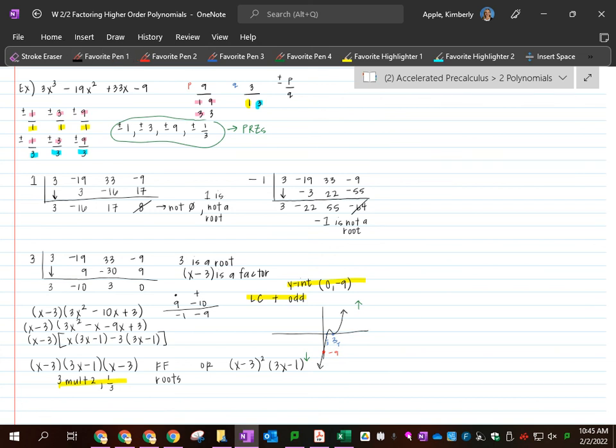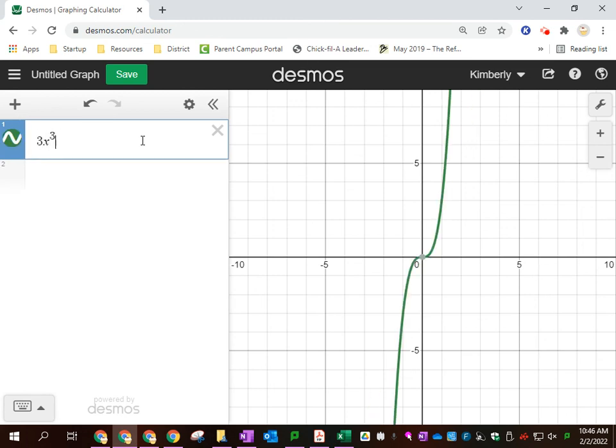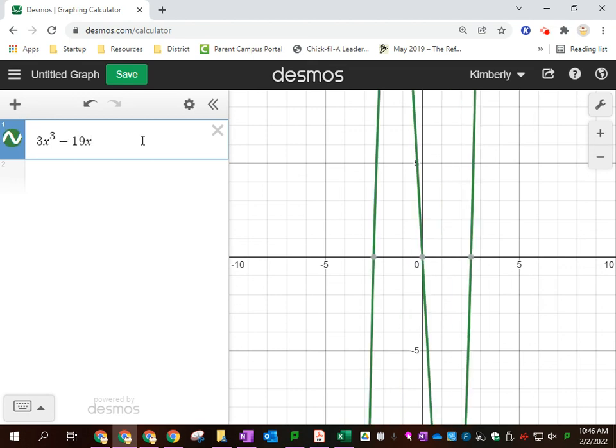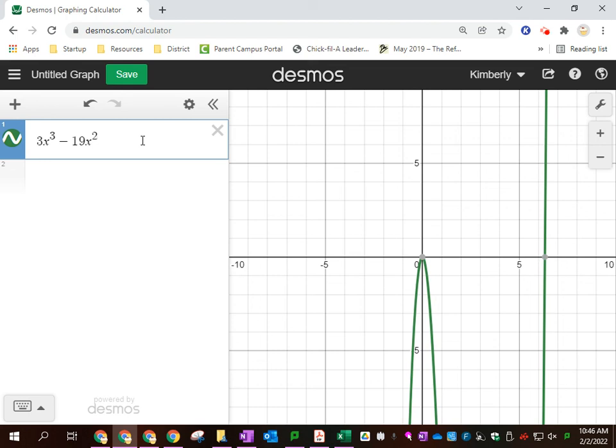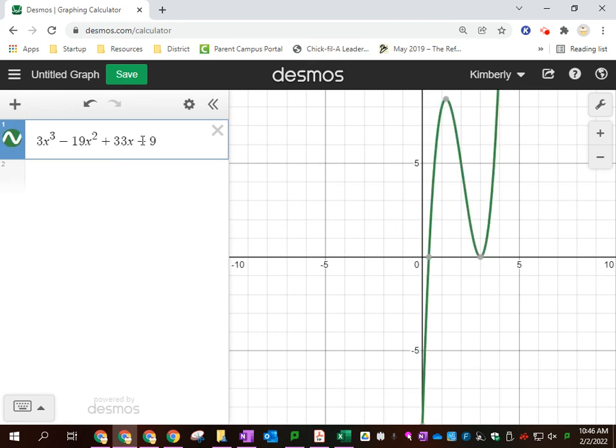Like watch, I'll check this one with you. Let me go put this function in there. Let's put that problem in and show you how to check it. This was 3x to the third. I mean, I'm going to let you check it with a key tomorrow, but for now, you should be able to easily do that by making the connection between the roots and the graph. Plus 33x minus 9. Oh, there it is.